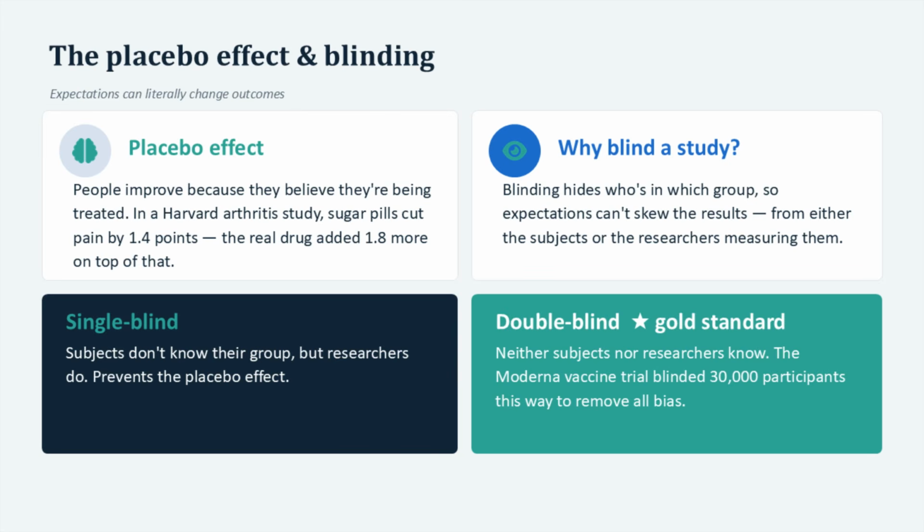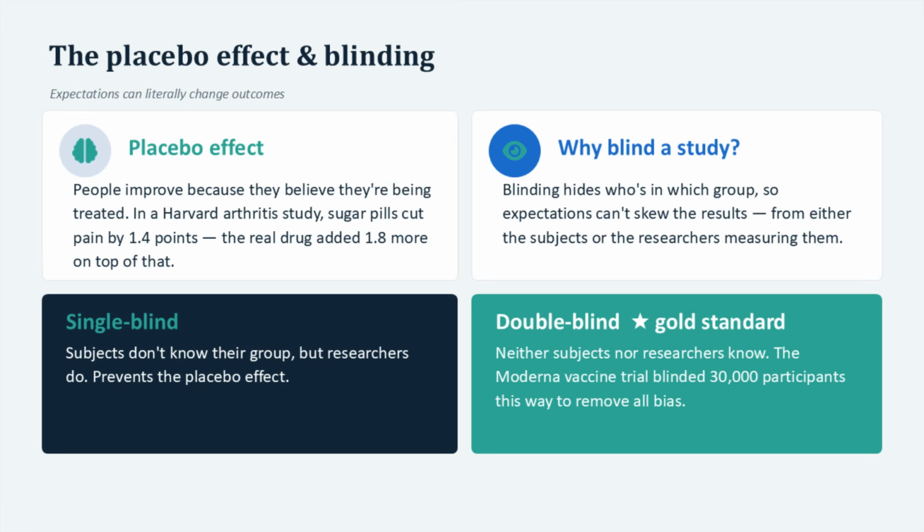Look at the numbers on the slide. In one Harvard arthritis study, patients who received placebo pills had their pain drop by about 1.4 points, simply from believing they were being treated. That effect was real. The actual medication then reduced pain by about another 1.8 points beyond that. And here's why that matters. If we didn't have the placebo group for comparison, we might look at the total improvement and give all of the credit to the drug. But part of that improvement may have come from the patient's expectations. So we need a way to separate those effects.